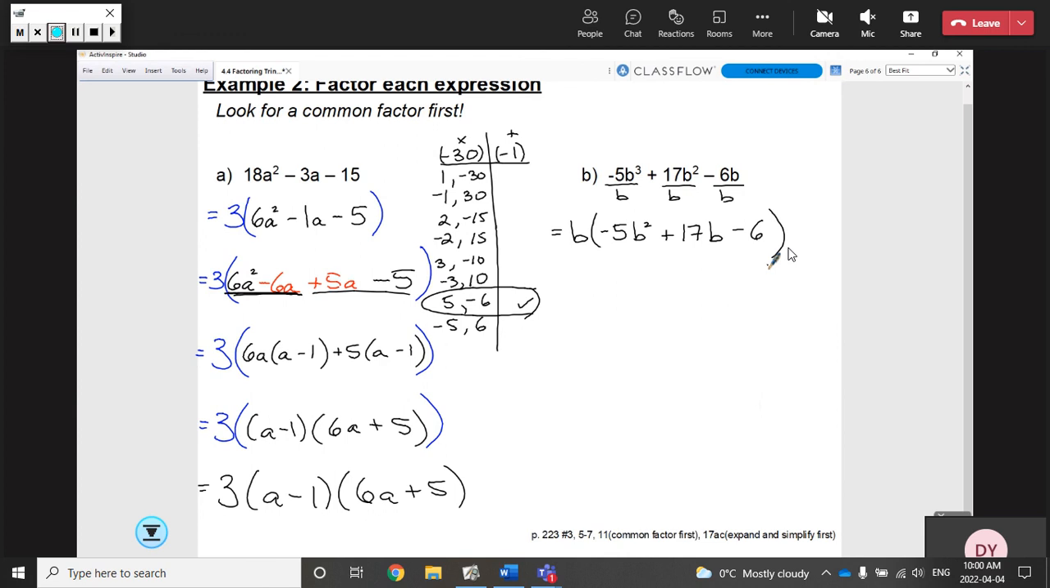Couldn't common factor anymore. Oh, folks, I'm going to backtrack just one step here. Sorry. I'm noticing that the first term here is negative. So because of that, we should essentially common factor out a negative b. Sorry about that. So when we common factor out a negative b, we should be left with positive 5b squared minus 17b plus 6.